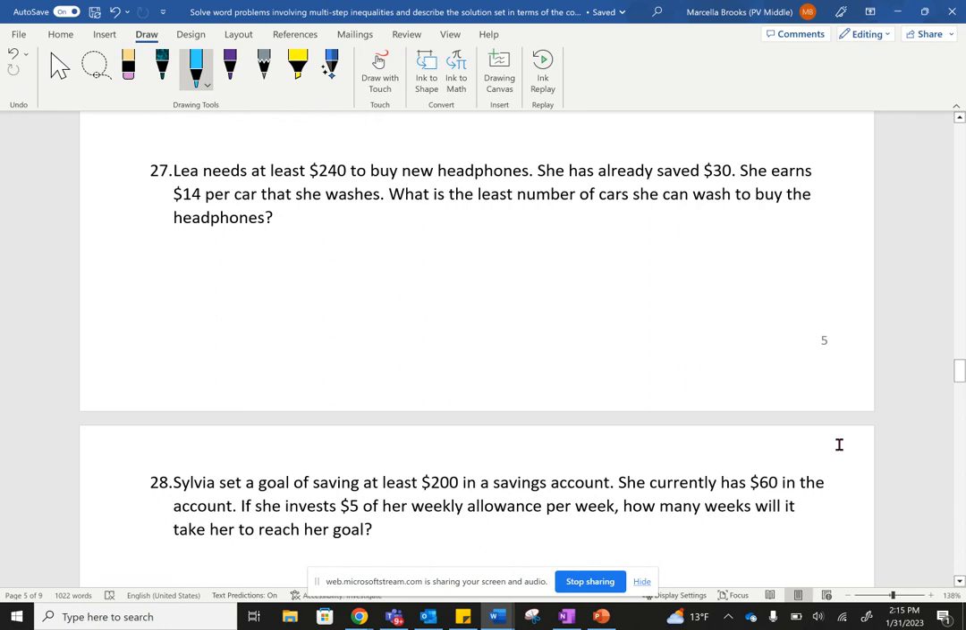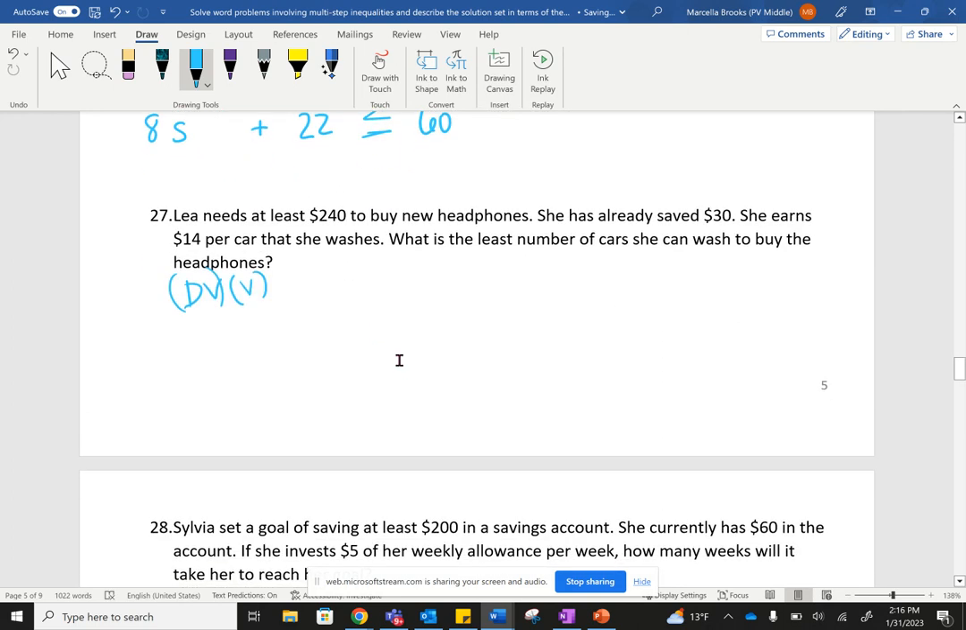Leah needs at least $240 to buy new headphones. She's already saved $30. She earns $14 per car that she washes. What is the least number of cars that she can wash to buy the headphones? So let's do our DV times V plus IV. Did I do that on the last one? I don't even remember. I'm just going to put less/greater than because I don't want to write all the signs. And then total.